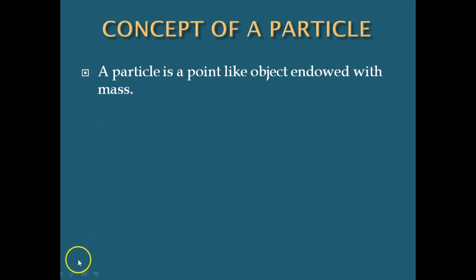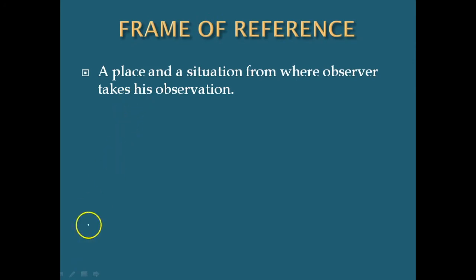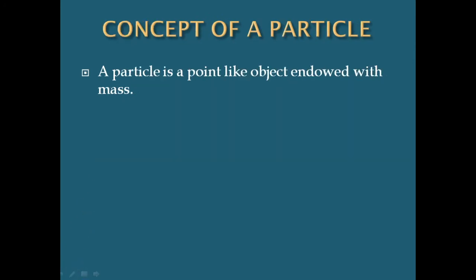Moving to the next part, that is the concept of a particle. What is this particle? A particle is a point-like object endowed with mass. If we consider any point-like object which is having some particular mass, then we can call it a particle.